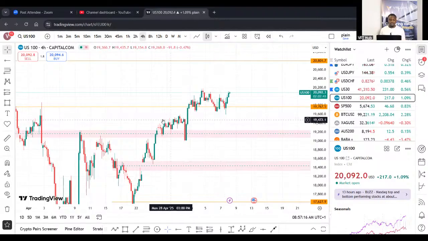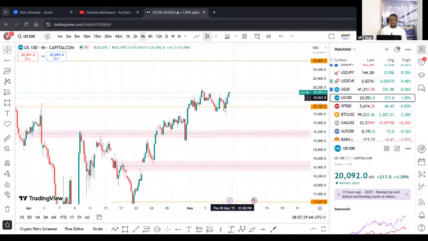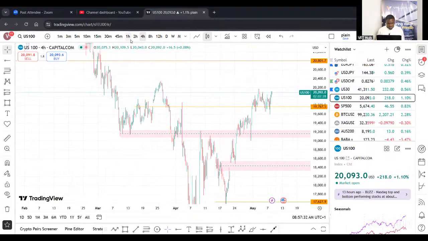Unfortunately, the price didn't come back to that zone, right? Instead of using the breaker block for the bullish movement, it used 50% of the fair value gap. 50% of this fair value gap. That's what price used, and then we saw that push to the upside, right? So that being said, let's look at the 1-hour time frame.